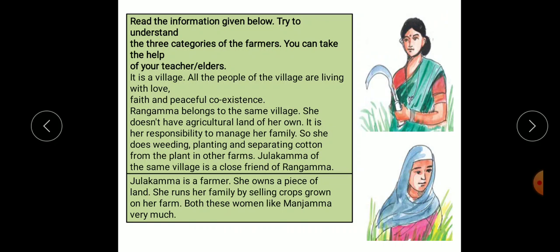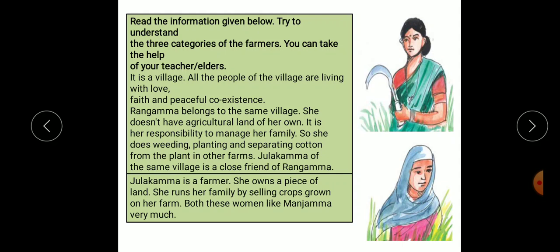These three ladies are good friends and they are in the same village. In that village, all the people live with love, faith, peace and coexistence. Rangamma is a farm laborer. Julkamma is a small scale farmer and Manjamma is a large scale farmer. Rangamma is very poor and she also belongs to the same village. She does not have agricultural land, but she works in other people's farms.